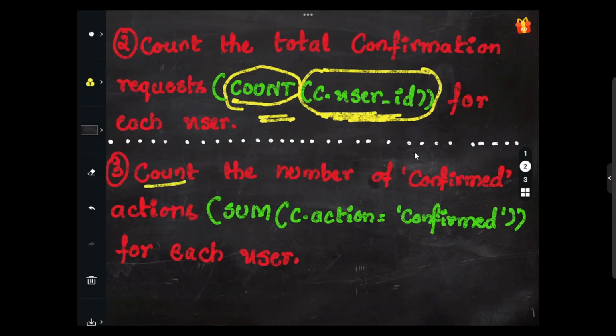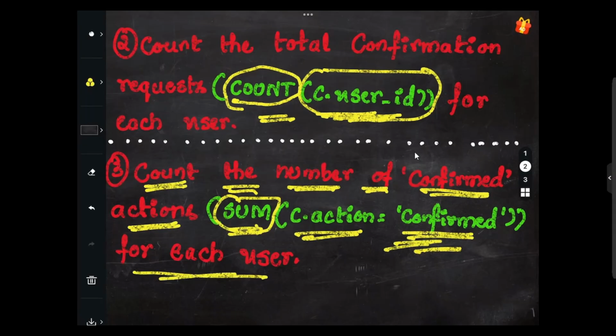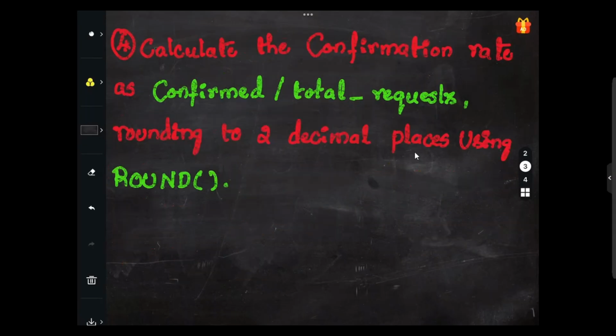This is fine. So the third point here is we will count the number of confirmed actions. In this case, it is sum of c.action equals 'confirmed'. We have to count the number of confirmed actions for each user for the calculation purpose. So here we will be going with sum of c.action equals 'confirmed'. Just keep this in mind. So this is the third step.